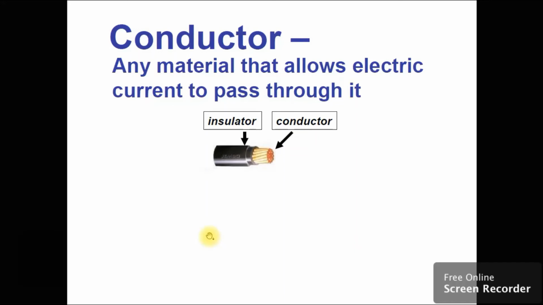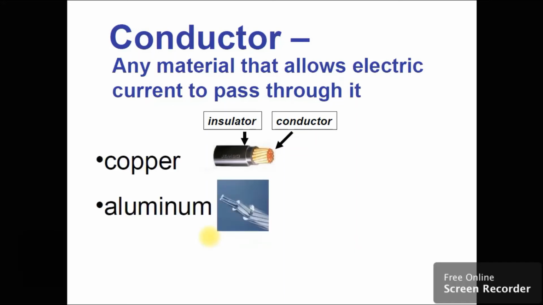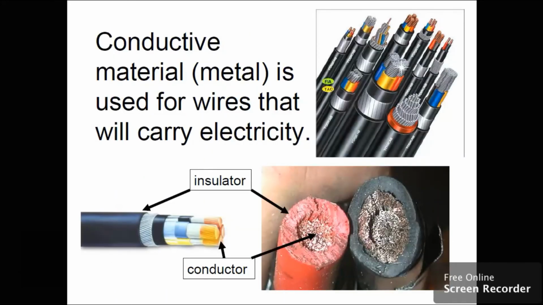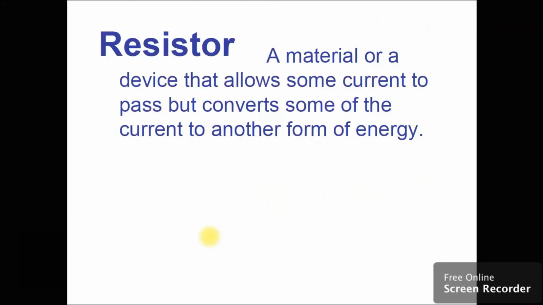Conductor: any material that allows electric current to pass through it. Copper, aluminum, steel, gold, yeah, any metal. Resistor. Okay, here's where things get a little different. A material or a device that allows some current to pass, but converts some of that current into another form of energy. So, this is where we take electricity and we make it useful for us to do something else.